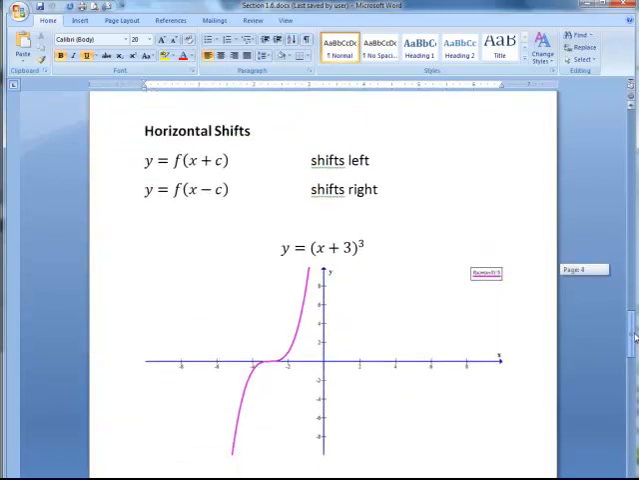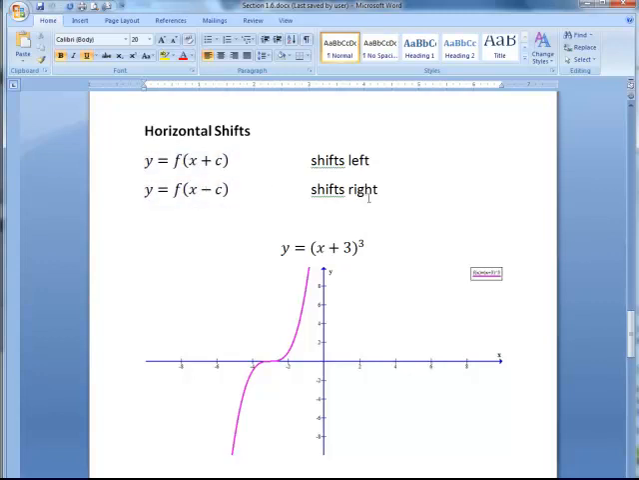The next thing we're going to look at is a horizontal shift. This is very similar. This is f of x plus c and f of x minus c. They read the exact same. The difference is the c's inside the function this time. Now this one's a little bit tricky because this does the opposite. If I add the c, I actually shift to the left, and if I subtract the c, I shift to the right.